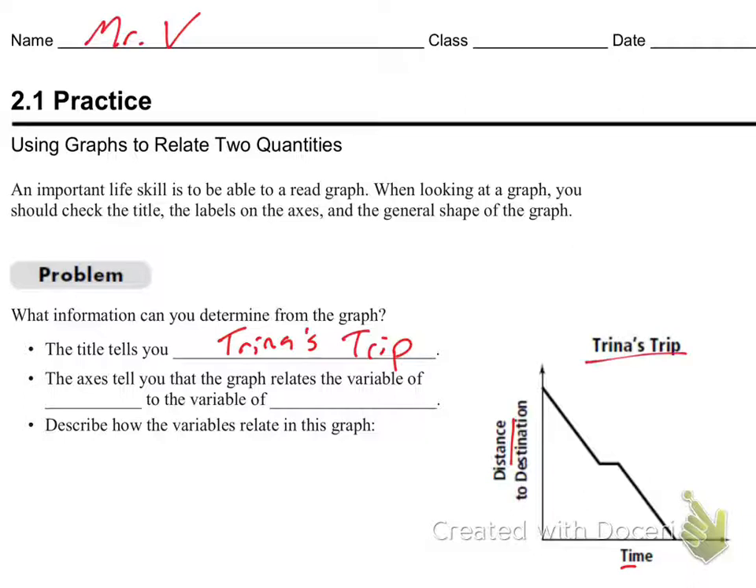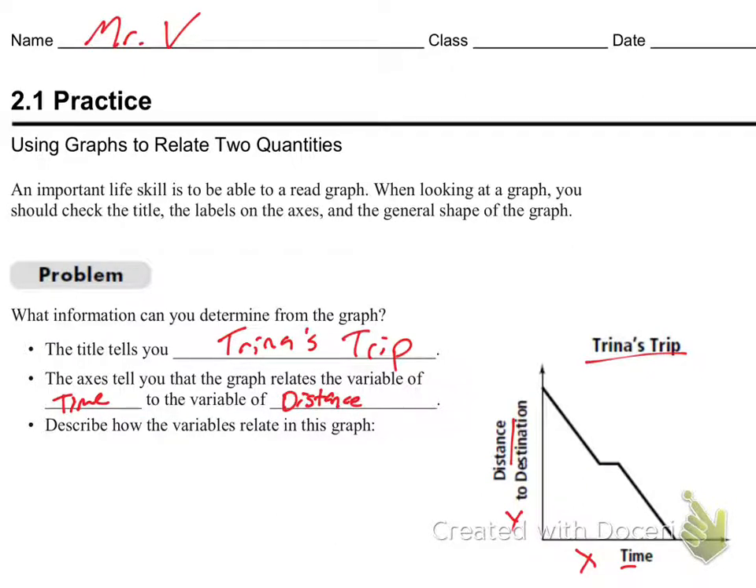The axes tell you that the graph relates to the variable of blank to the variable of blank. So we know that we have an x and a y, so it would be time to the variable of distance.